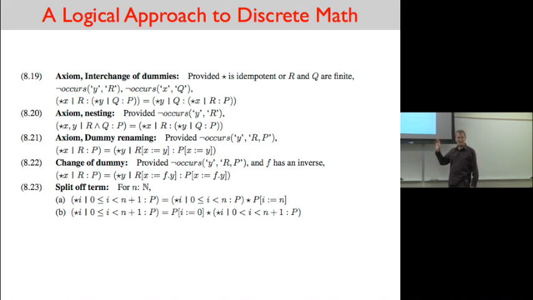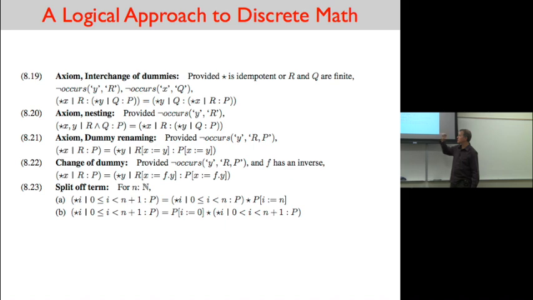Does everybody see that? So what this says is that if you have a quantification in the body of another quantification, you can actually take the range and the dummy and move it to the outside, and you move the outside to the inside. But you can't do that 100% of the time because there's a proviso. You can only do that provided something is the case. And what does it say? It says provided that star is idempotent or R and Q are finite.